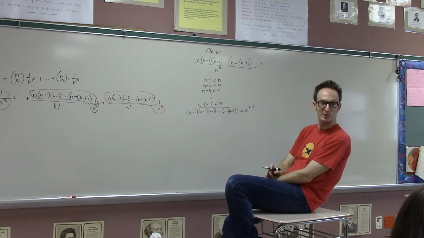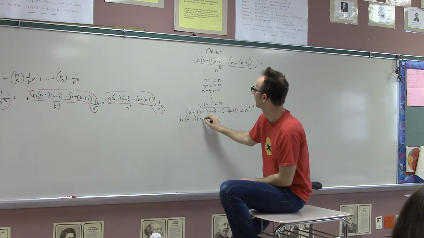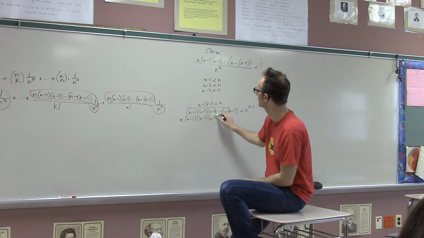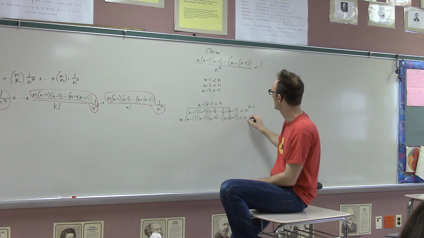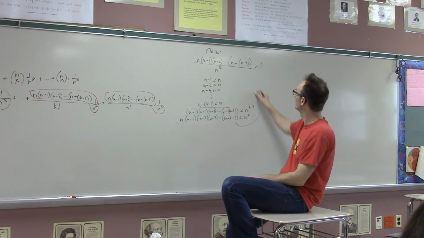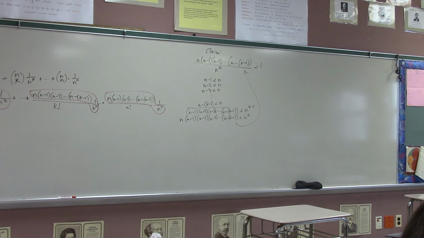And then to get the last one, you just multiply by n. So we get n minus 1, n minus 2, n minus 3, up to n minus k minus 1, is less than n to the k. And then that proves this. Okay. Everyone with me? Yeah.